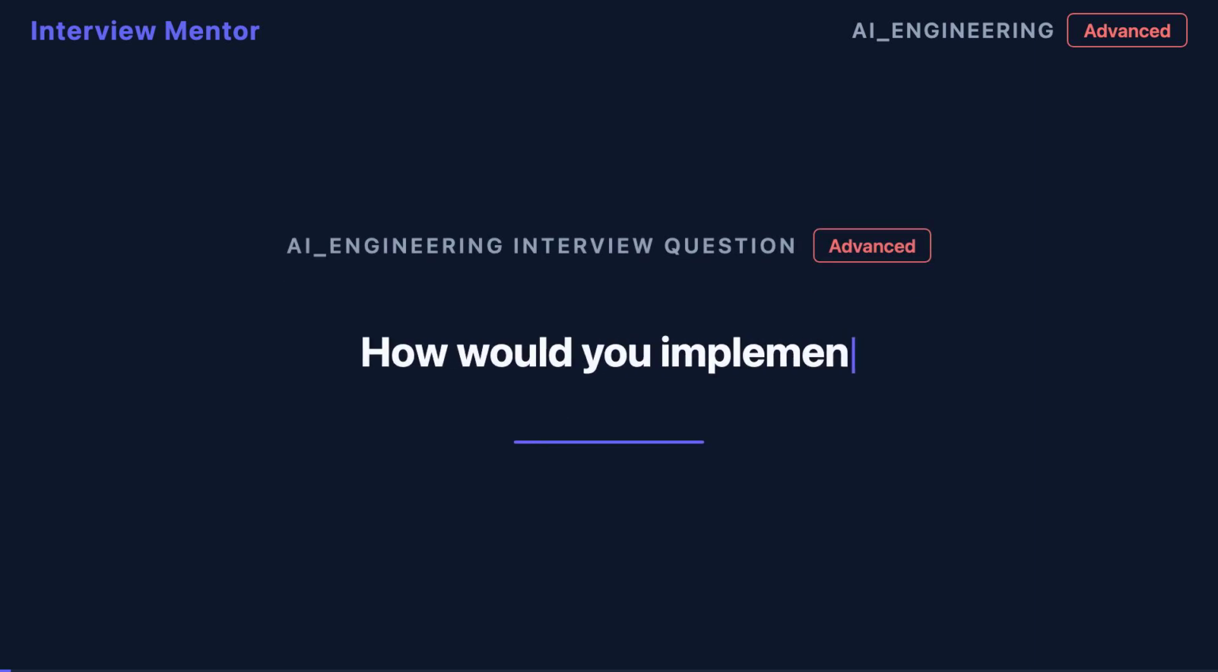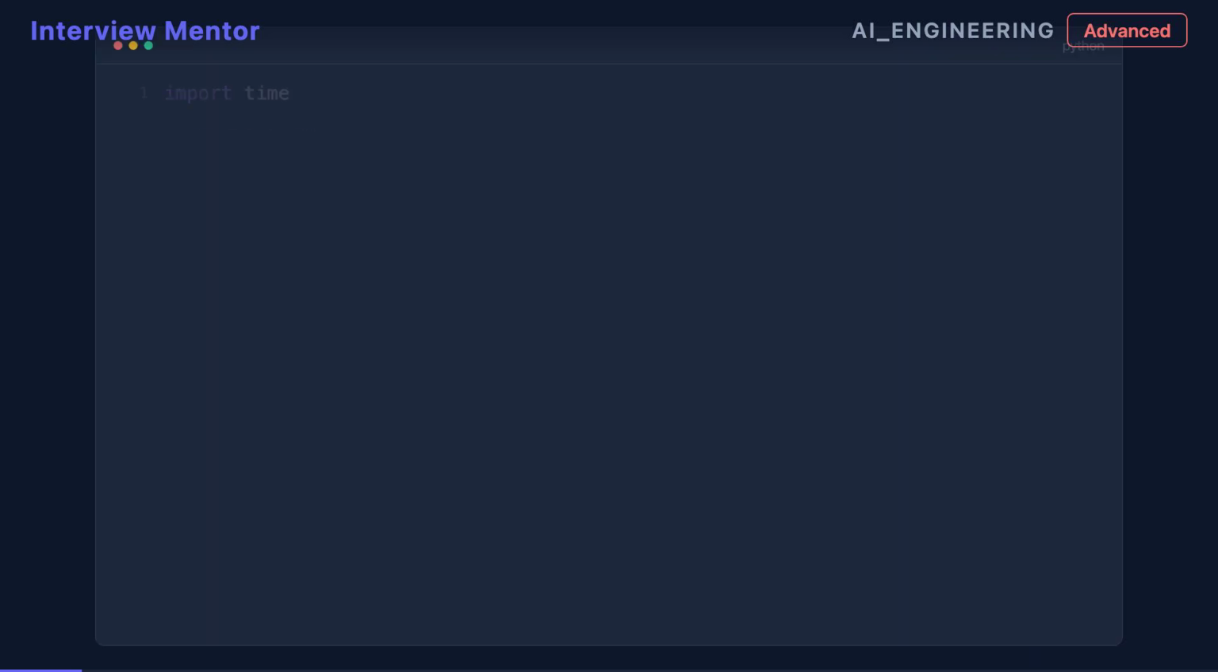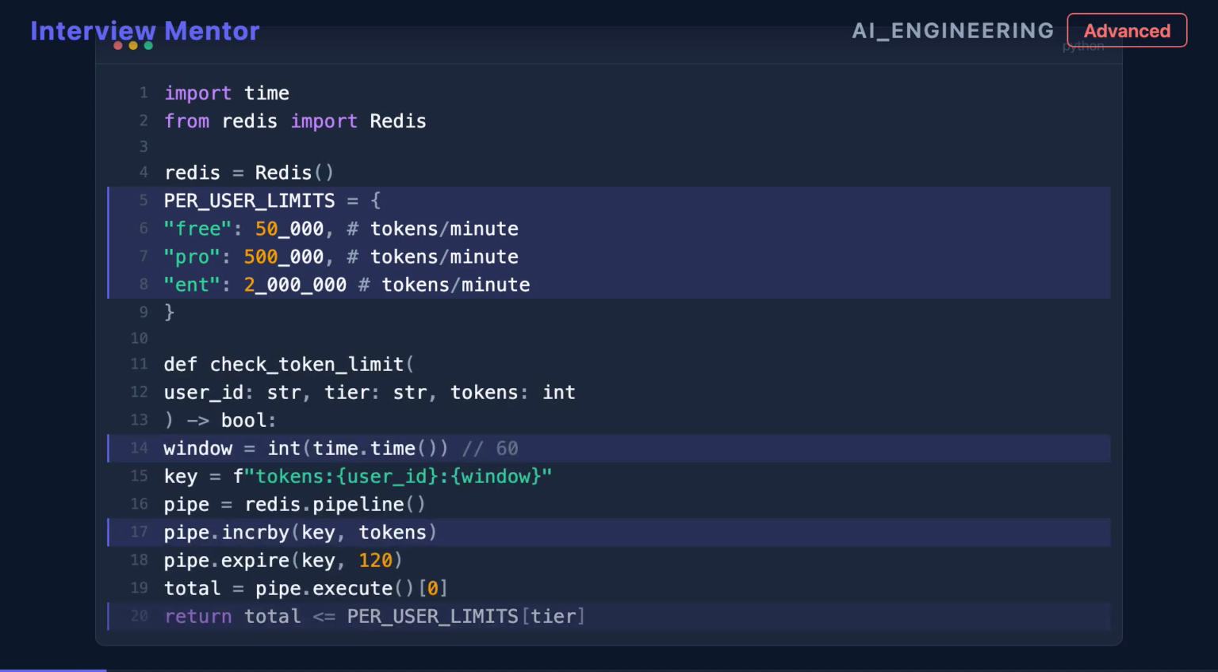Your AI feature goes viral, and your API bill becomes catastrophic overnight. Here's what most developers miss. Standard APIs charge per request, AI APIs charge per token, and one request can cost 10 tokens or 10,000. Rate limiting by request count gives you zero cost predictability.